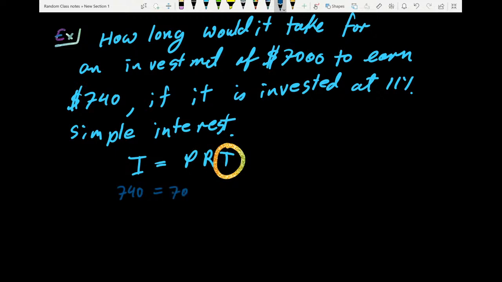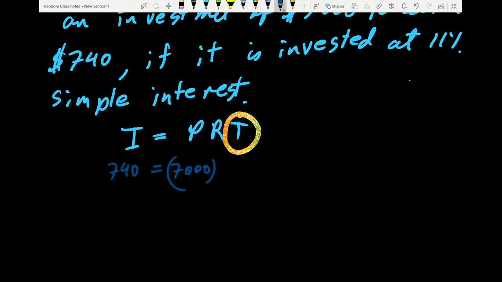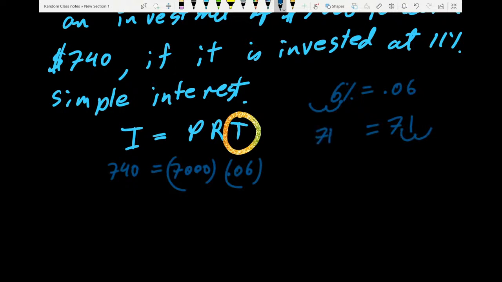Principal is $7,000. And interest rate, you don't write the percent, you have to convert that into a decimal. So whenever you have 6%, you convert that into decimal by moving the decimal 2 to the left. And if you want to convert from decimal to percent, let's say 7.1, you move the decimal 2 to the right, and you get 710%.